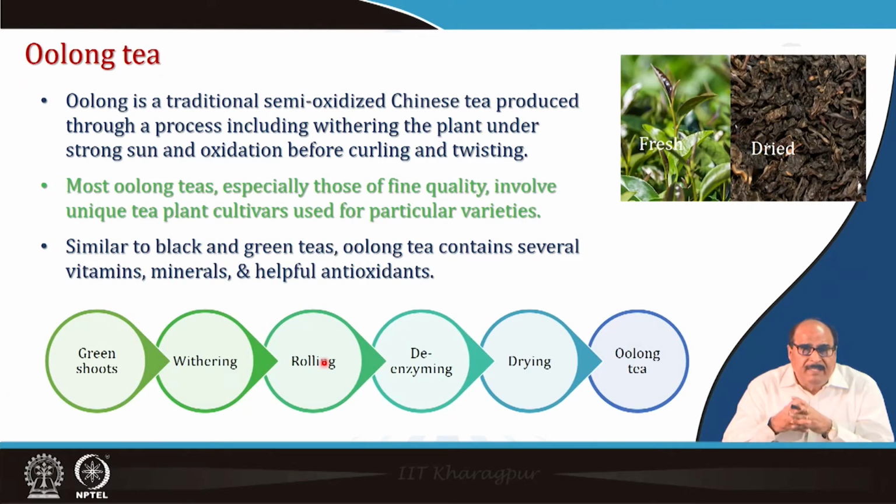Oolong tea, I told you, is in between the black tea and green tea. After the tea shoots are withered, they are rolled and then de-enzymed. So, there is a partial fermentation, and after that it is dried, and you get the oolong tea. Most oolong teas, especially those of fine quality, involve unique tea plant cultivars which are used for that particular variety.